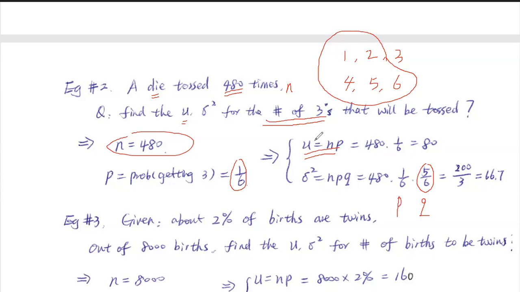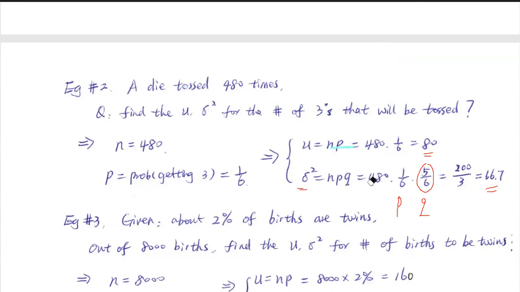So we apply mu is equal to n multiplied by P, and we get 80. What does that mean? That means if I toss the die 480 times, on average, we are expecting 80. Now, the variance is equal to n multiplied by P multiplied by Q. So you do the calculation and you get that. All right, so in this case, it's a little bit tricky because we want to convert 6 outcomes into 2 outcomes. And then we can still apply the binomial formula to help us solve that. I hope it's clear.